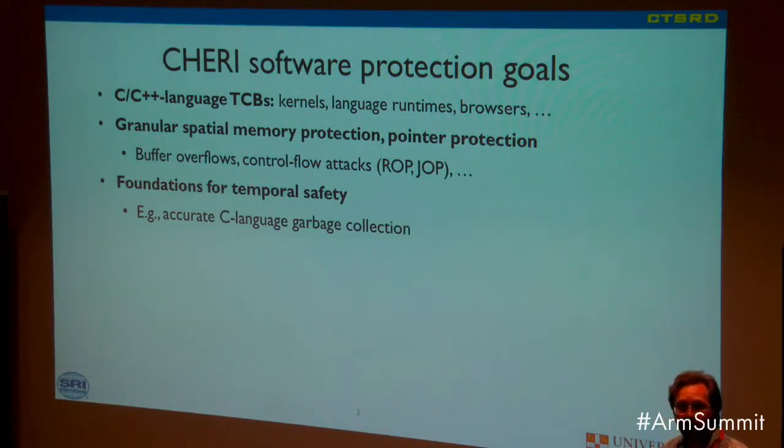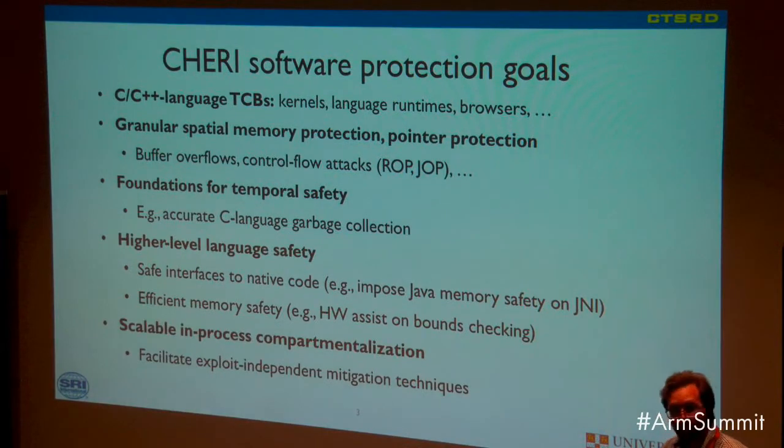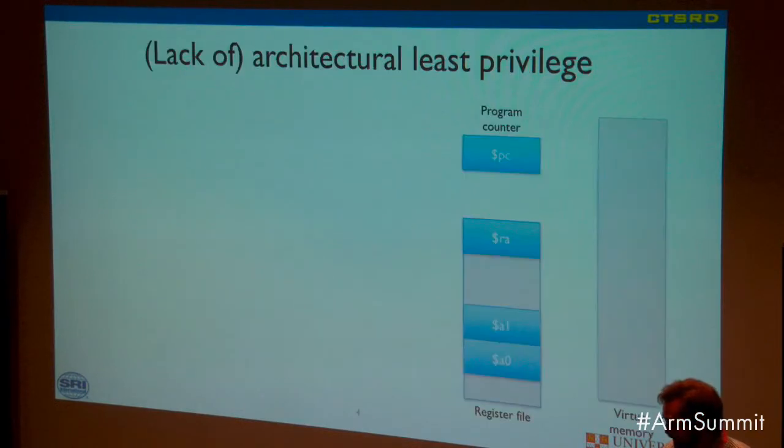We're able to provide foundations for temporal safety, such as reliable and accurate C language garbage collection. We can provide tools in the instruction set that assist in the implementation of higher-level managed languages that have type safety and memory safety as part of the design. For example, we can provide safe interaction with native code, such as in JNI, and we can also provide hardware assistance for dynamic checks that are used in higher-level languages, such as bounds checking in Java. We also support scalable in-process compartmentalization. This is the ability to have fine-grained sandboxing inside of processes with substantially better performance, actually orders of magnitude better than current designs. In this talk, I'm going to talk primarily about the first couple of topics. So I will remind you, perhaps, a little bit about the architecture and how attackers see the world.